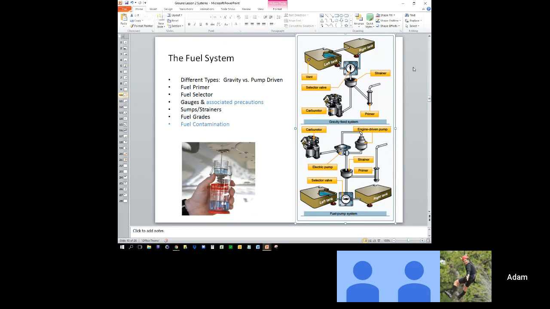So I mentioned that most, if not all, aircraft have a fuel strainer. What do you guys think? Just interested to hear your thoughts. What do you guys think is one or two things that you're going to want to look for during a pre-flight when you're inspecting the airplane coming out of the fuel strainer? Water.